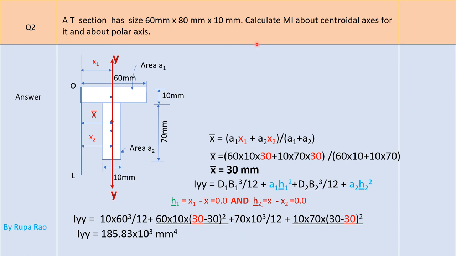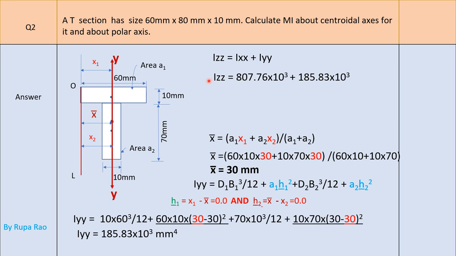Now here, calculate MI about the central axis for it and about the polar axis. Now we will calculate here the moment of inertia about the polar axis also. The polar axis is the ZZ axis, and using the parallel axis theorem we calculate it, and Izz is equal to Ixx plus Iyy.